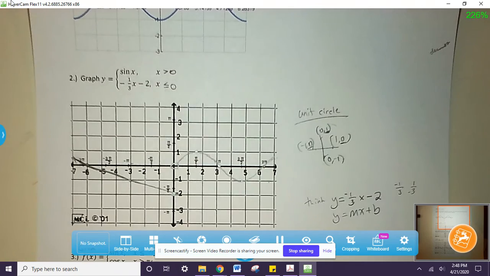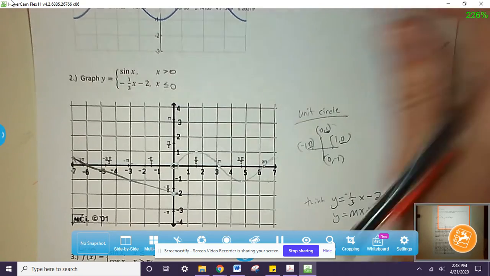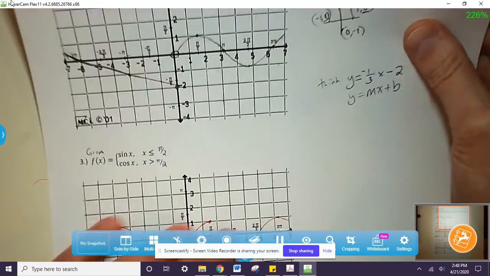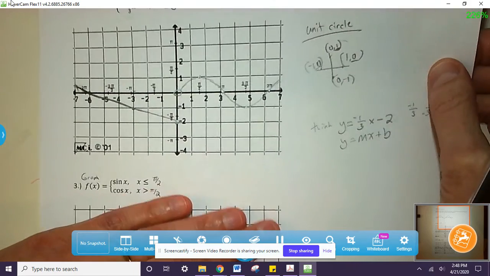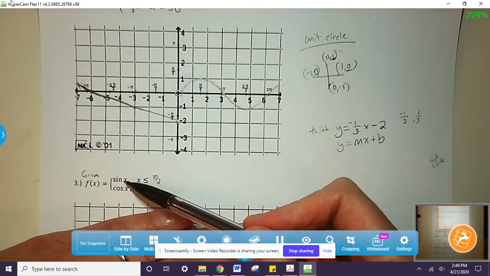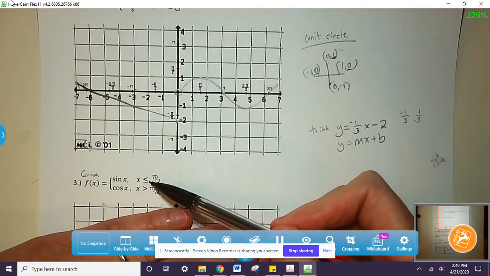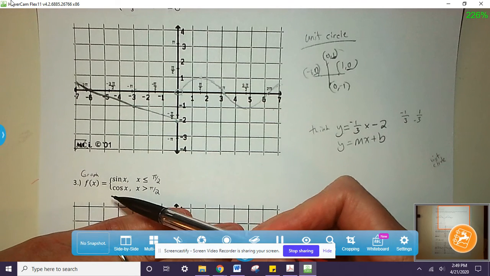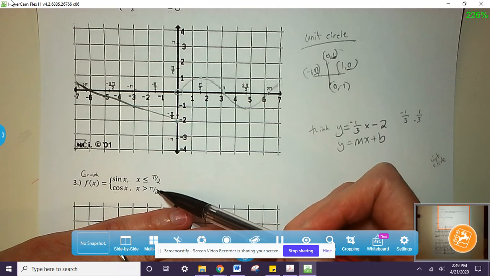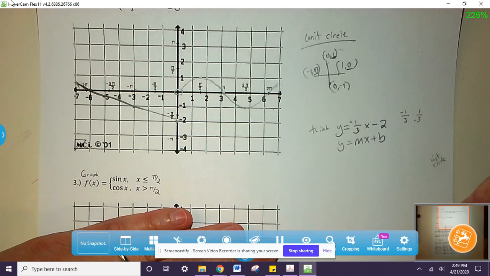Next one is one for you to try. And what I'm going to ask you to do is graph sine of x for x less than or equal to pi over 2 and cosine of x for x greater than pi over 2. So take a moment and try that, please.